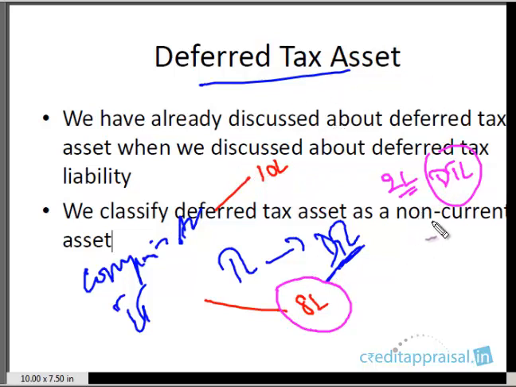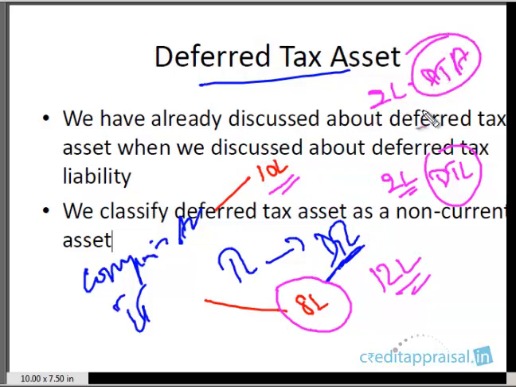Deferred tax asset is the opposite effect. As per the Companies Act, you have arrived at a tax payment of 10 lakhs, but the income tax authorities have demanded, say, 12 lakhs. So now you have paid more. As per the books you have to pay only 10 lakhs, but you paid 2 lakhs more. So in that case, a deferred tax asset arises.